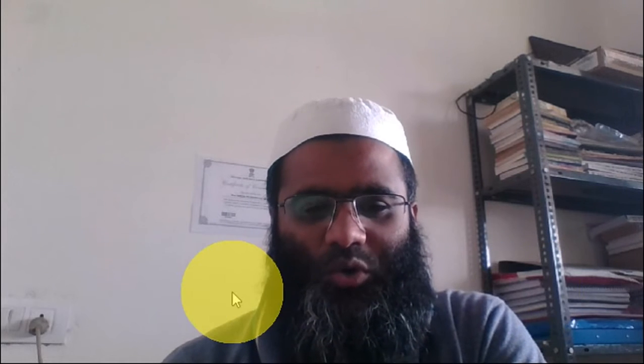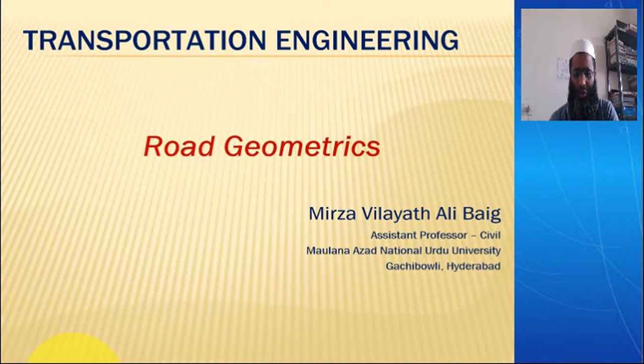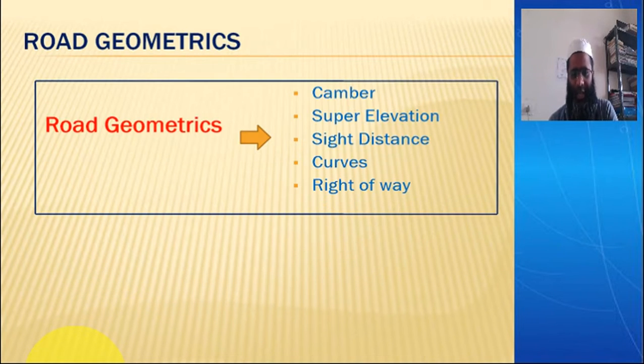Today I am going to discuss something about road geometrics. What are road geometrics? Road geometrics are nothing but the elements that we see physically available on the road surface. Naming a few, there are different types of road geometrics: camber, super elevation, sight distance, curves, and right of way.